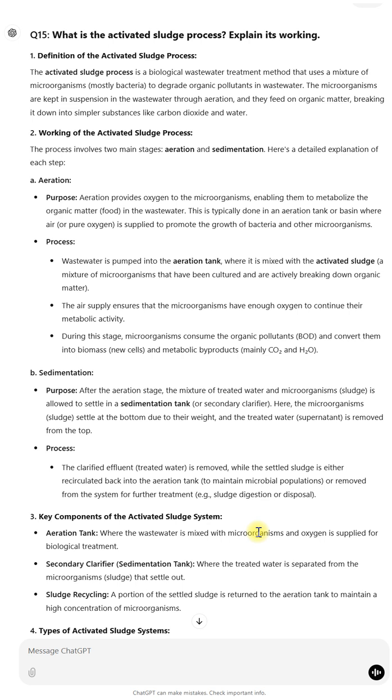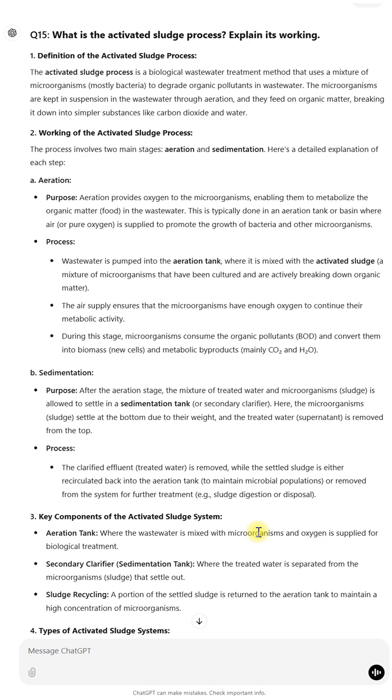A. Aeration. Purpose. Aeration provides oxygen to the microorganisms, enabling them to metabolize the organic matter, food, in the wastewater. This is typically done in an aeration tank or basin where air or pure oxygen is supplied to promote the growth of bacteria and other microorganisms.